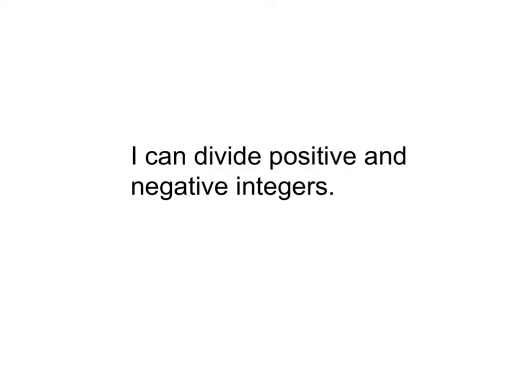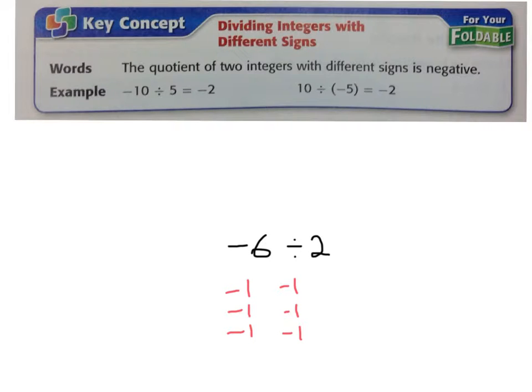Today's learning target is I can divide positive and negative integers. Division is going to be set up just like multiplication. So we see here what it shows us, it says the quotient. The quotient is just the answer to a division problem of two integers. So the answer to a division problem of two integers, two numbers, with different signs is negative.